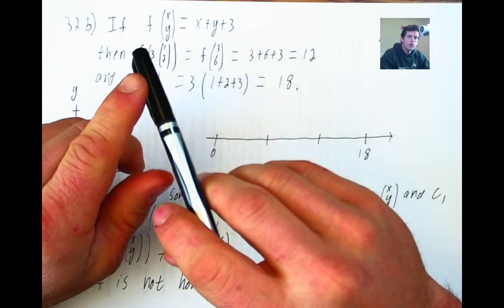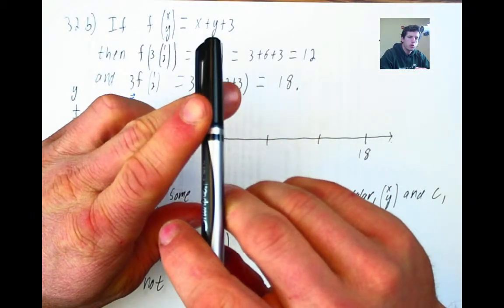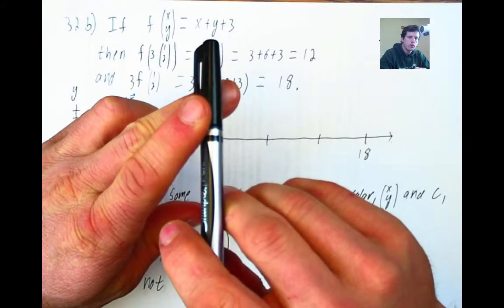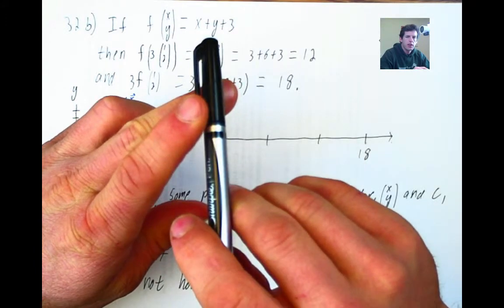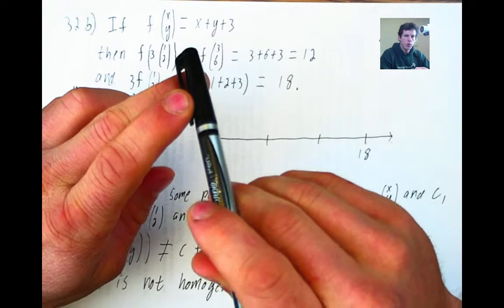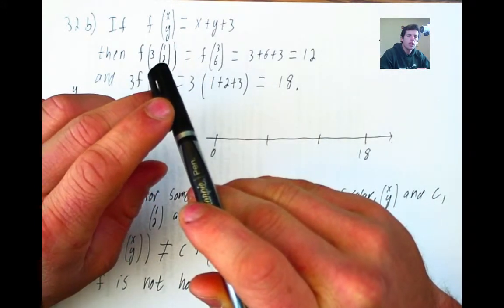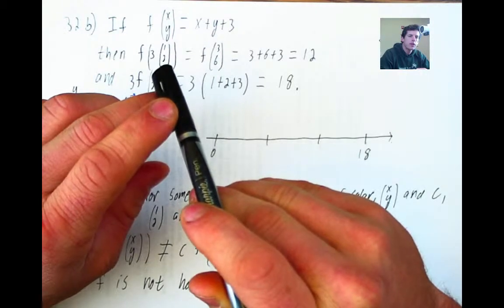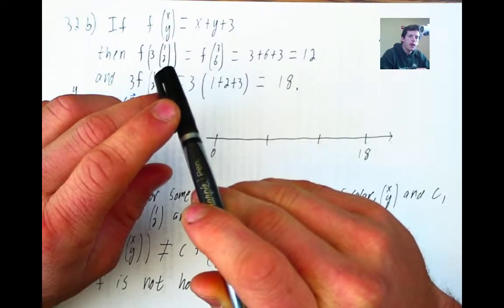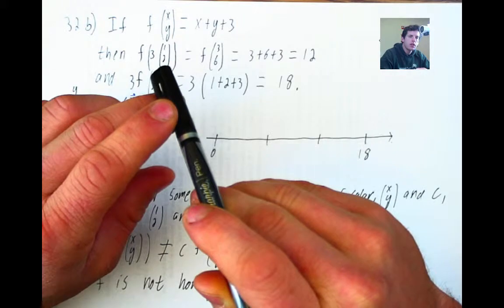32b, this function right here we will show to not be homogeneous. Show that it is not homogeneous. That's better wording, yeah. Okay, so we'll look at a particular scalar, 3, and a particular 2-vector, 1, 2. And let me examine the value of f at 3 times (1, 2).